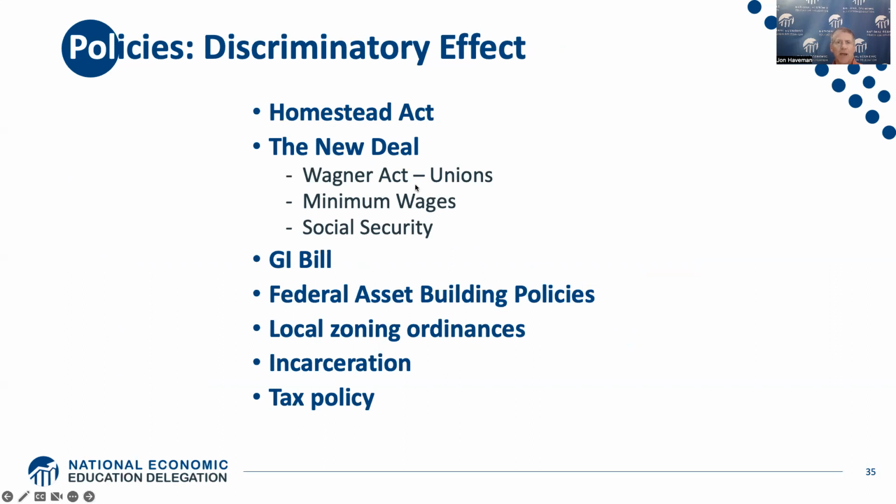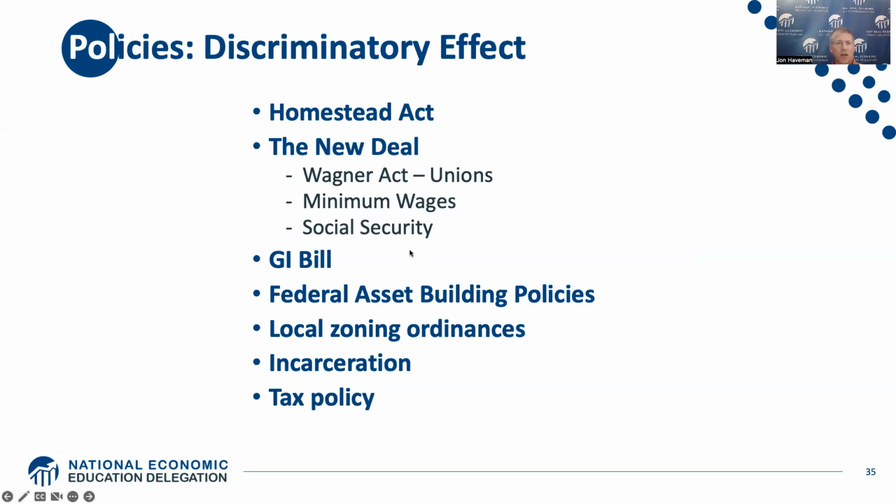The New Deal, the Wagner Act, and unions. The Wagner Act legalized unions. The problem with the Wagner Act was that it didn't include a provision that prevented unions from discriminating on union membership. Right, so it was largely white individuals who formed the unions, and they only let white individuals join the unions. Minimum wages, and that's an occupation issue.